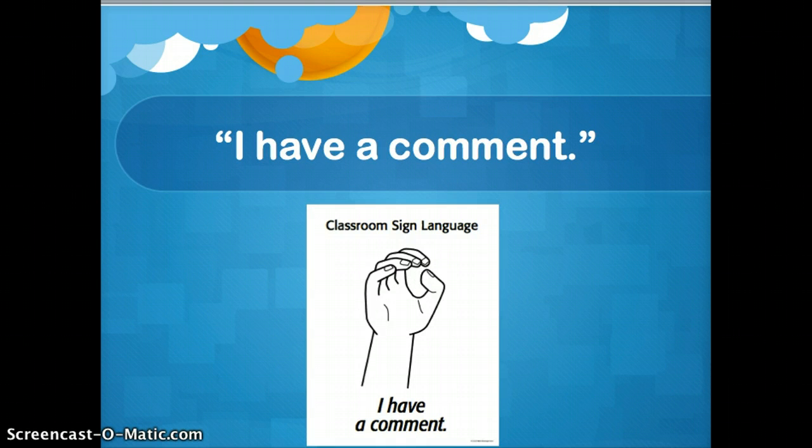If a student has a comment, they use C in ASL to show they want to share a comment. Make sure all your fingers are pressed together and curl your thumb and 4 fingers to make the letter C, keeping a space between your fingers and thumb.